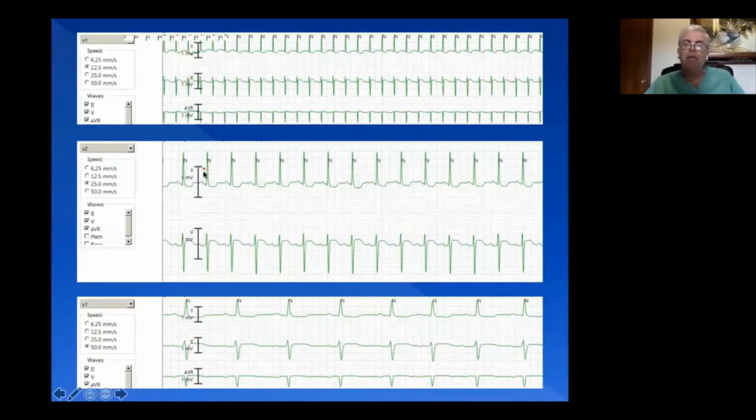And you can see here the gain by looking here. This gain is not the normal 10 millimeters per millivolt gain. You increase the gain, you increase the amplitude of the QRS, and it gives you the impression of an LVH that doesn't really exist.